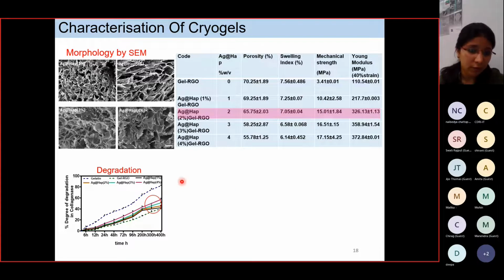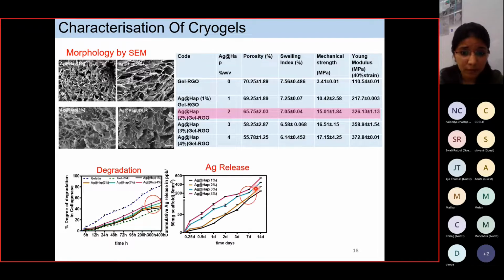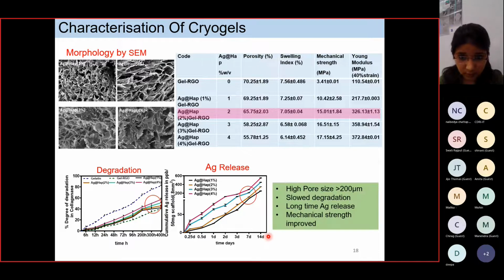We carried out the degradation in a collagenase solution because for a scaffold to be present in the body, it has to be there for a longer time. We saw that the degradation was slow in the case of all these 4 concentrations, and it was over a period of 3 to 4 weeks. Then we carried out the silver release from the cryogels, and we had a continuous release for a longer period of time. We finally optimized, and we said that we had good porosity, these cryogels had slower degradation in comparison to the gelatin cryogel, and we had longer silver release as well as good mechanical strength.